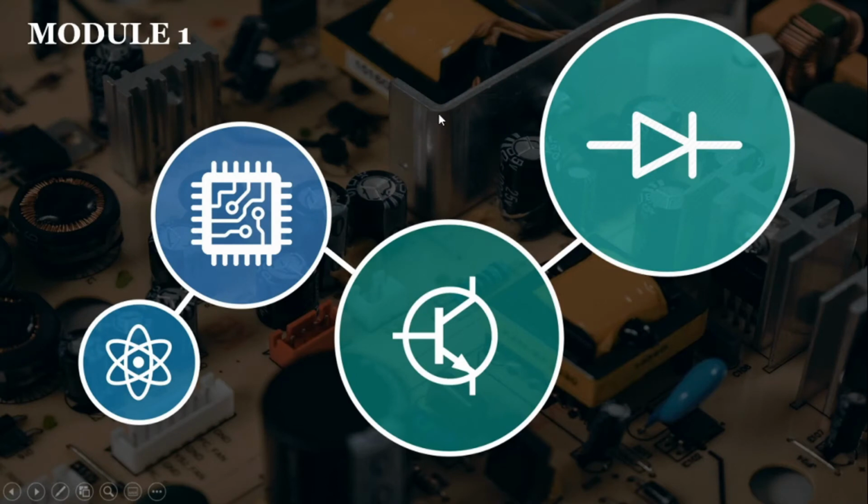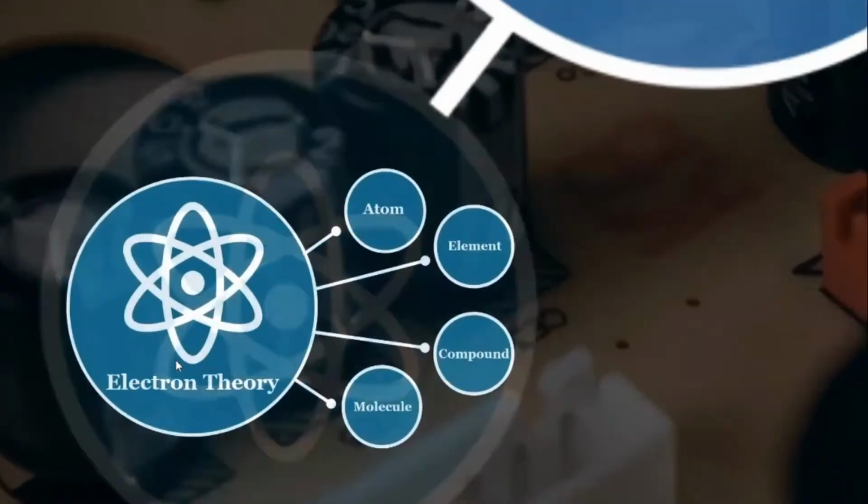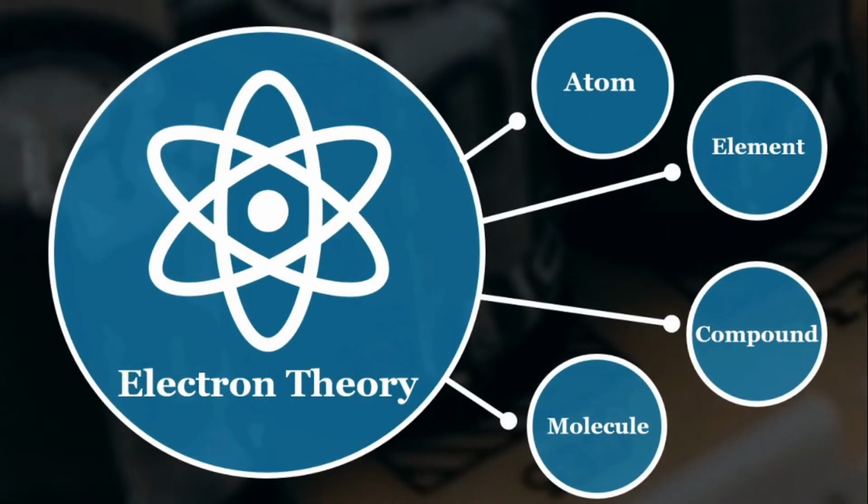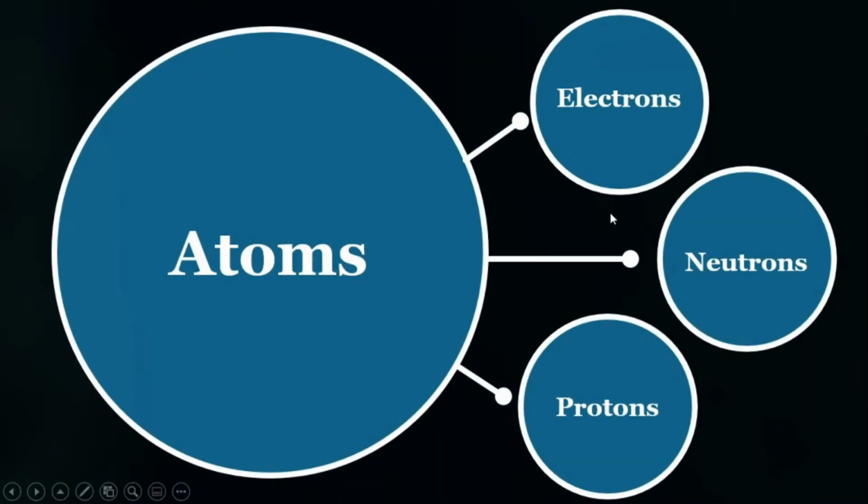Before I discuss the topics that are included in the first module, let me first emphasize that these topics shall build upon each other. This means that understanding the previous topics is crucial to understanding the next topic. Module 1 covers electron theory. This includes an explanation of what is meant by an atom, an element, a compound, and a molecule. It also includes the composition of an atom in terms of electrons, protons, and neutrons, and the importance of the balance between protons and electrons.